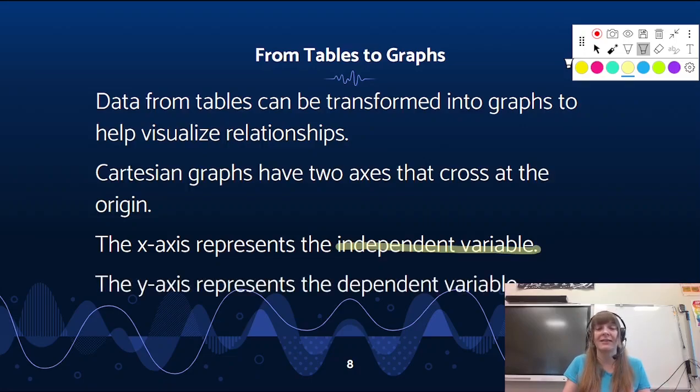The y-axis represents the dependent variable. This is the variable that we are measuring. This is what you're trying to determine.